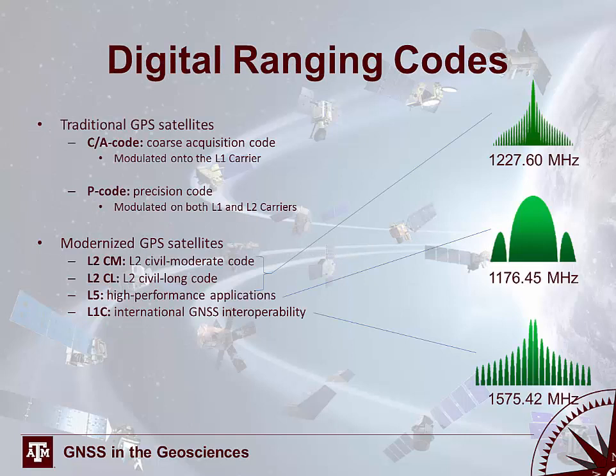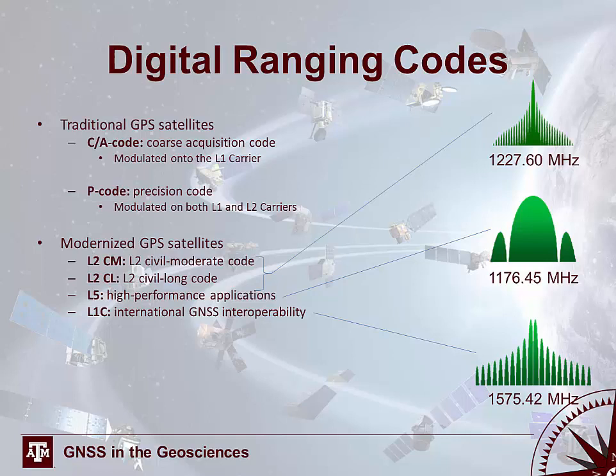Now, there are a couple different types of digital ranging codes. So traditional GPS satellites use a C/A code, which is a coarse acquisition code, and you need to know that. That's modulated onto the L1 carrier only, and that's a very coarse positioning.